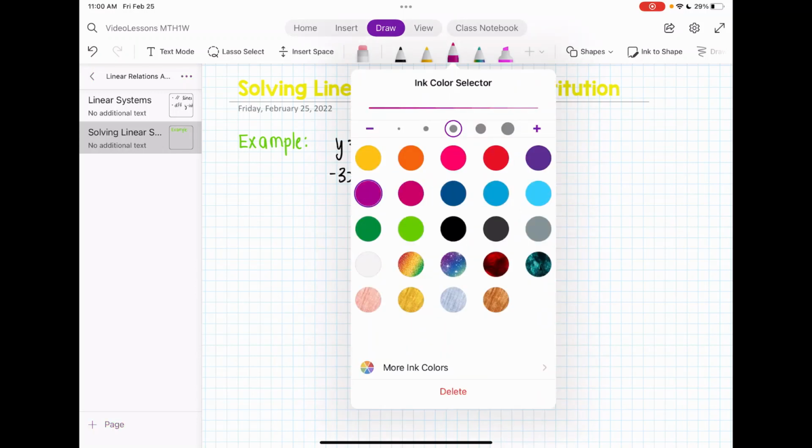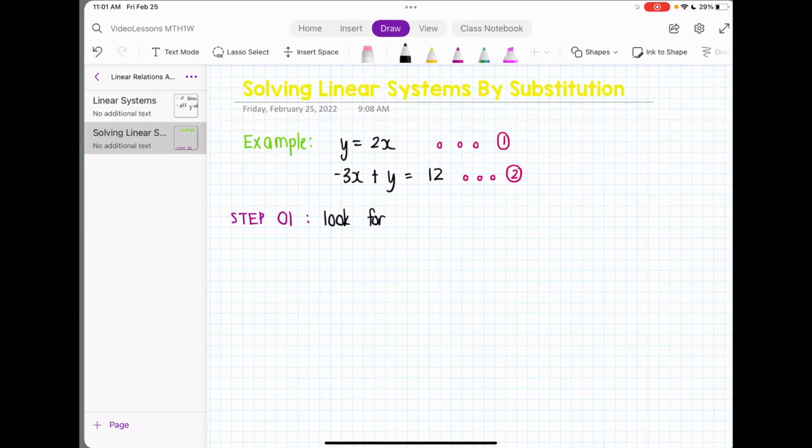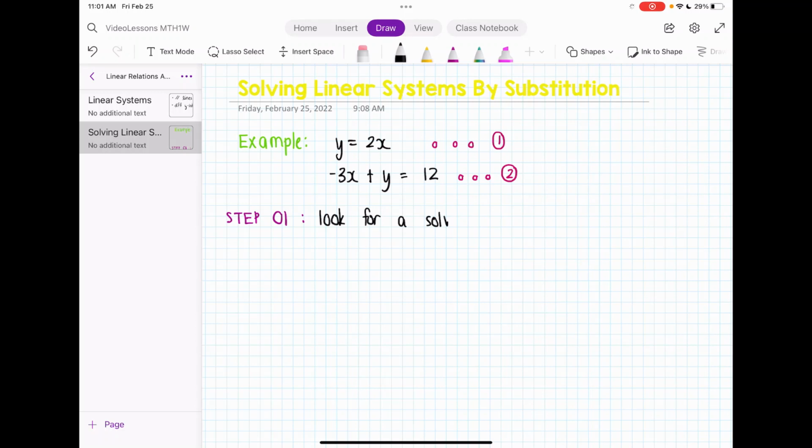And so the first step is to look for the solved variable. Now, when we say solved variable in this context, we mean an equation that would either say y equals and then a whole bunch of stuff, or x equals and a whole bunch of stuff. So the y is solved for, or the x is solved for. It won't have an actual number value, but we know it just says y equals or x equals.